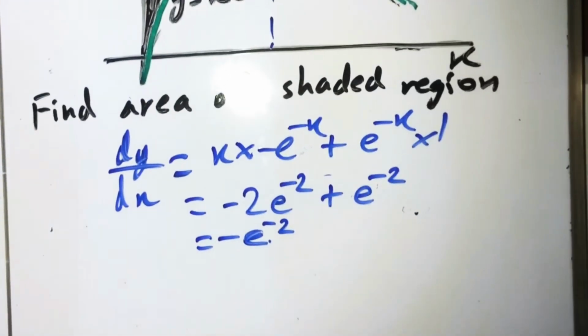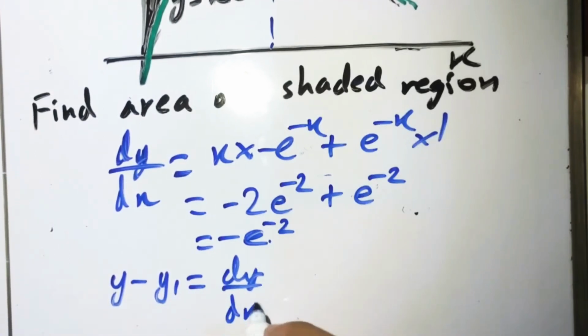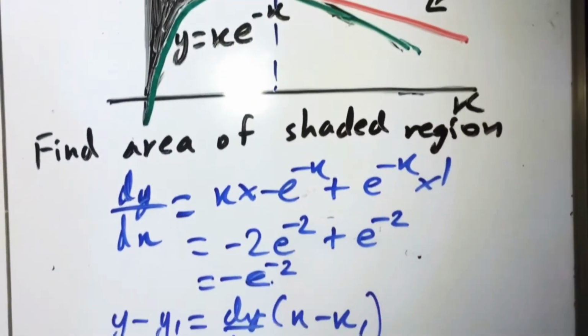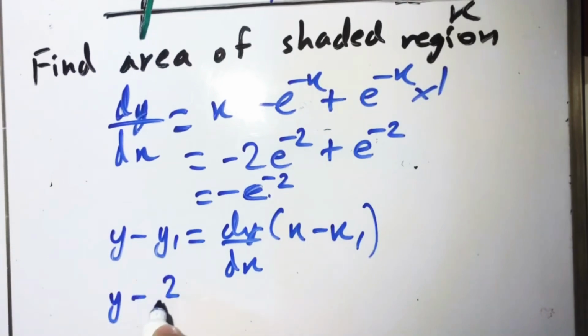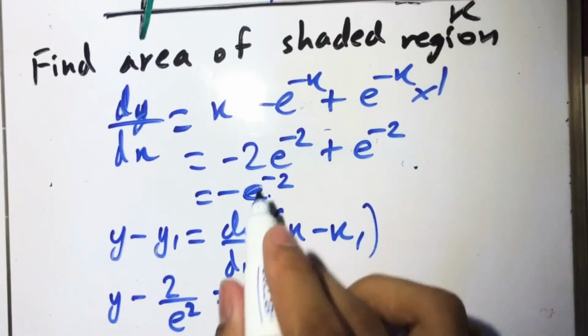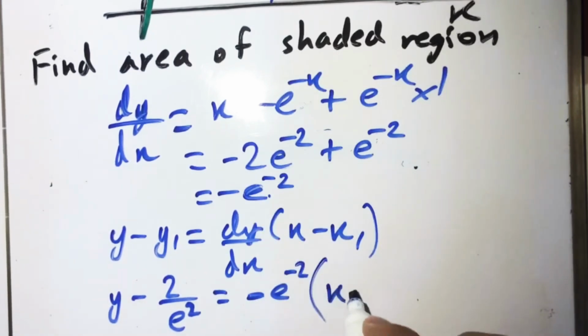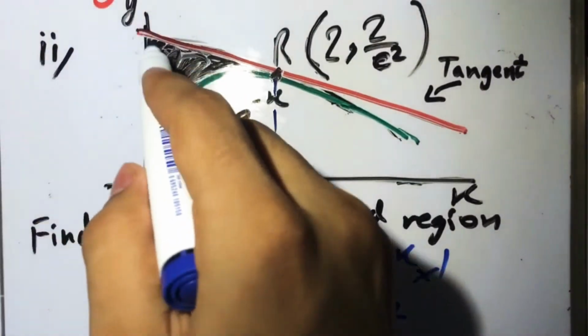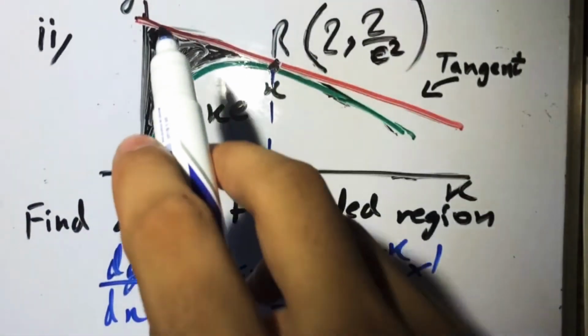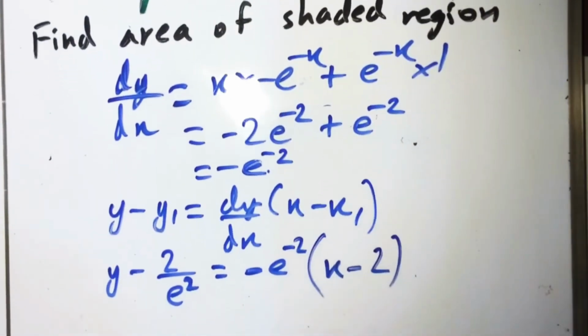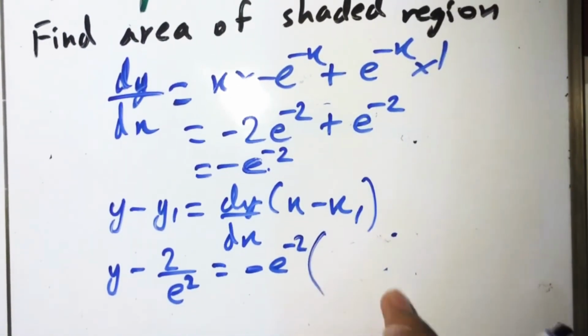Now for the equation of tangent, we have the formula y minus y1 equals dy over dx times x minus x1. Now y1 is 2 upon e square, so y minus 2 upon e square equals minus e to the power minus 2, that is dy over dx, and x1 is 2. Now to find the y coordinate of this point, we'll substitute x as 0 because over here x is 0. So 0 minus 2 will become minus 2.